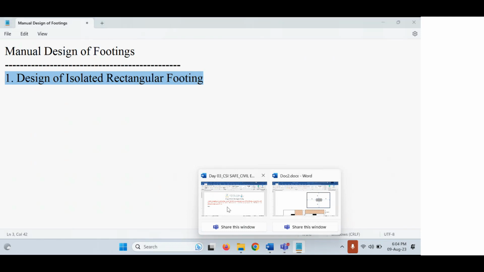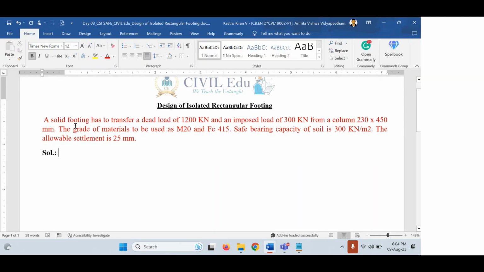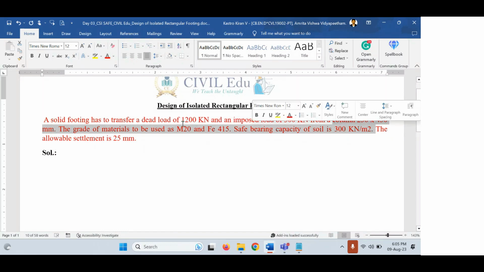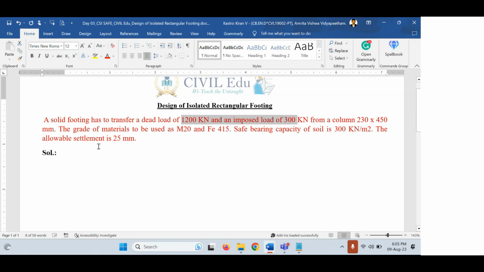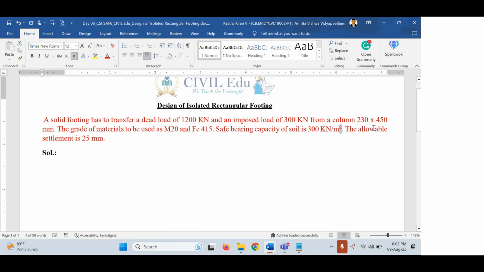The first problem statement is this: a solid footing has to transfer a dead load of 1200 kilonewtons and an imposed load of 300 kilonewtons from a column of size 230 by 450 mm. This is the column size, and these are the loads coming onto the member. The grade of concrete used is M20, the grade of steel is Fe415, and the safe bearing capacity of the soil is found to be 300 kilonewtons per square meter. Now we are going to design a footing.